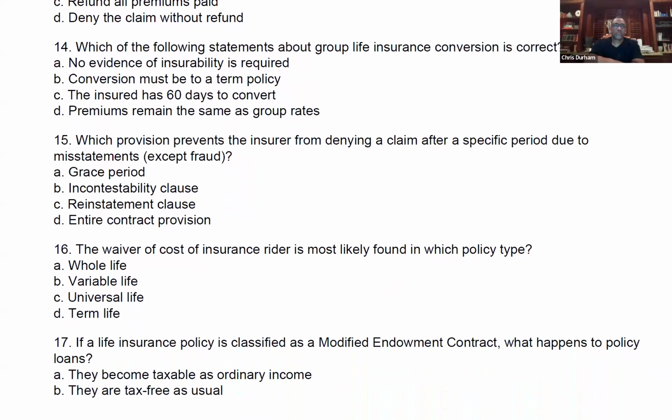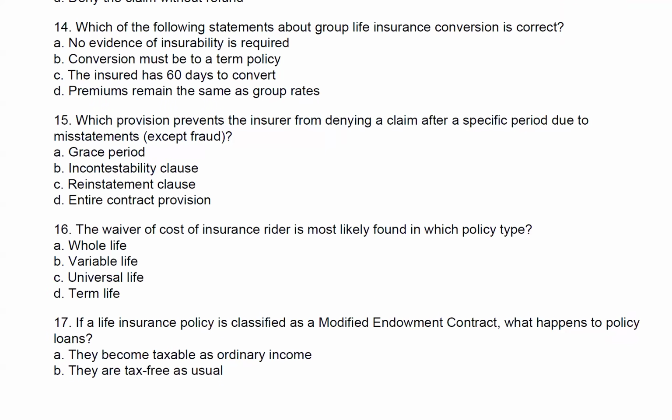Next, Kendrick. Which provision prevents the insurer from denying a claim after a specific period due to misstatements, except fraud? A, grace period. B, incontestability clause. C, reinstatement clause. D, entire contract provision. Would it be B, incontestability clause? Yes, bam. It says specific period, but the answer is 2 years. That same question could have said 2 years instead. Got it? All right.